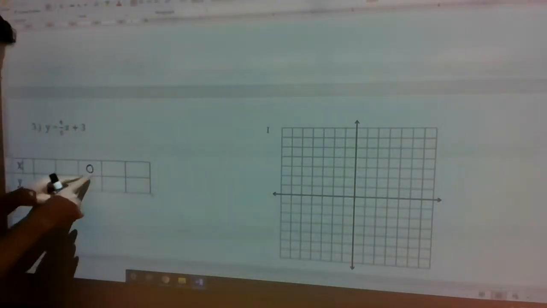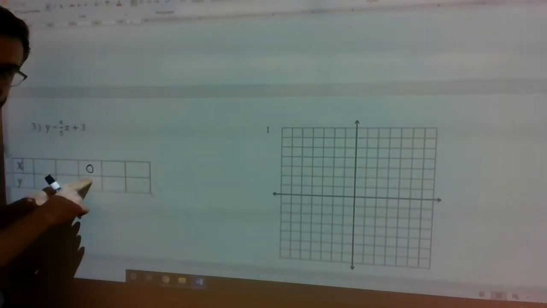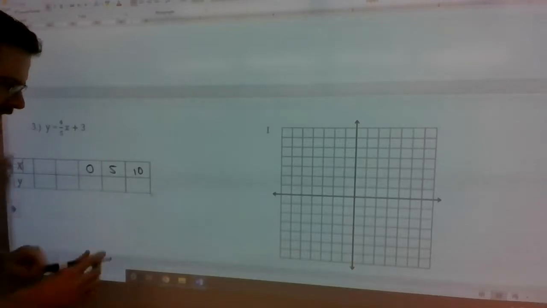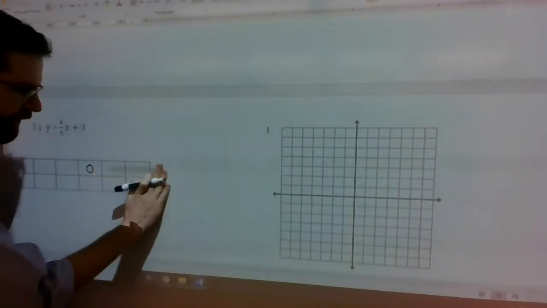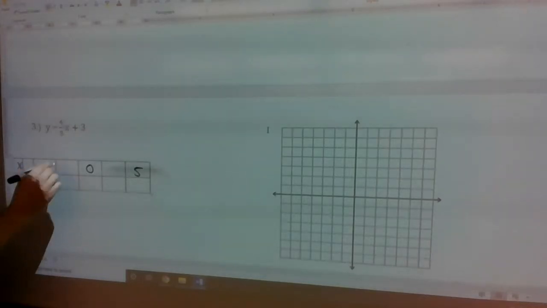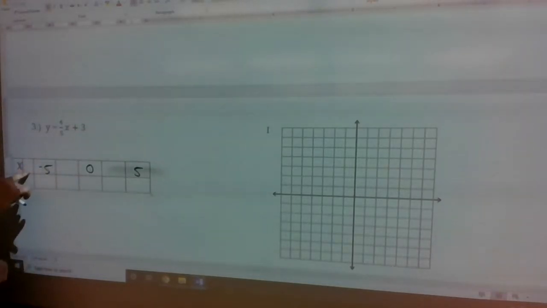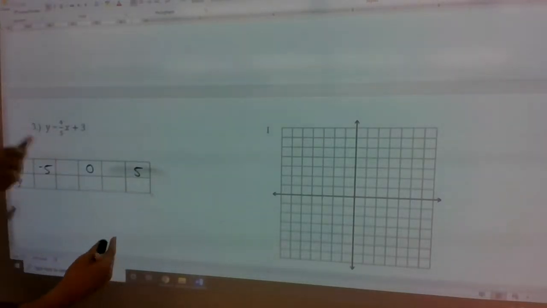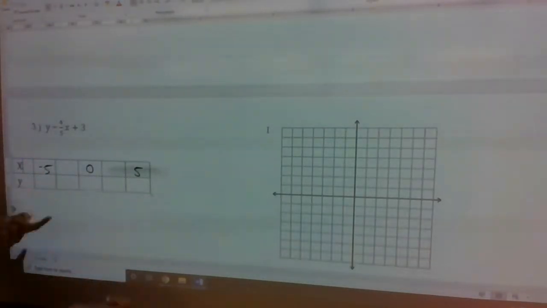So 0 is certainly going to be my middle point, but instead of skip counting by 5 and 10, I'm going to put 5 all the way on the end here and -5 all the way on the end here. There's an extra box there, didn't mean to do that. And then I'll show you what to do beyond that. So first things first, let's plot these 3 points.